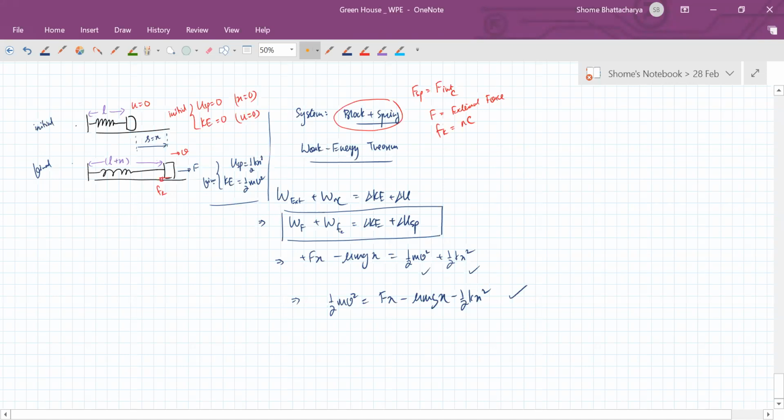So this is an example where we are looking at the comparison of the work energy theorem with the work kinetic energy theorem, and you see that the two are exactly the same when you substitute the values properly. But the advantage of using the work energy theorem is that instead of calculating work done by spring, we're directly substituting the formula for the work done by spring. It makes it that much easier.